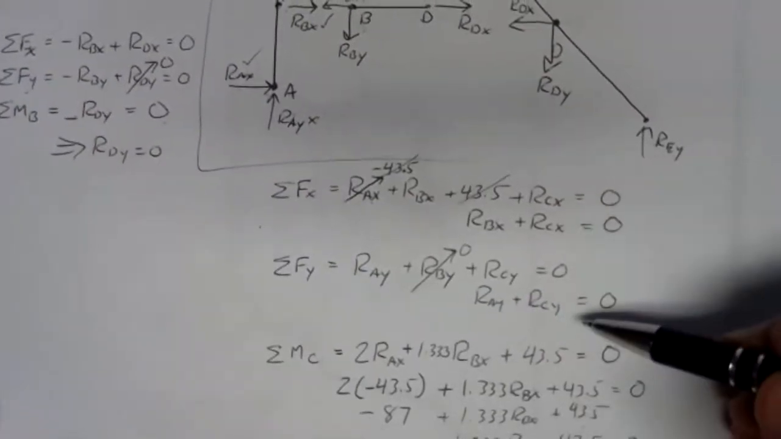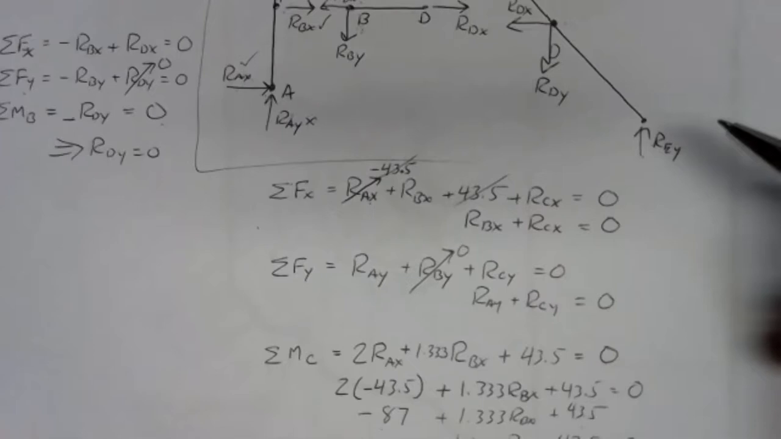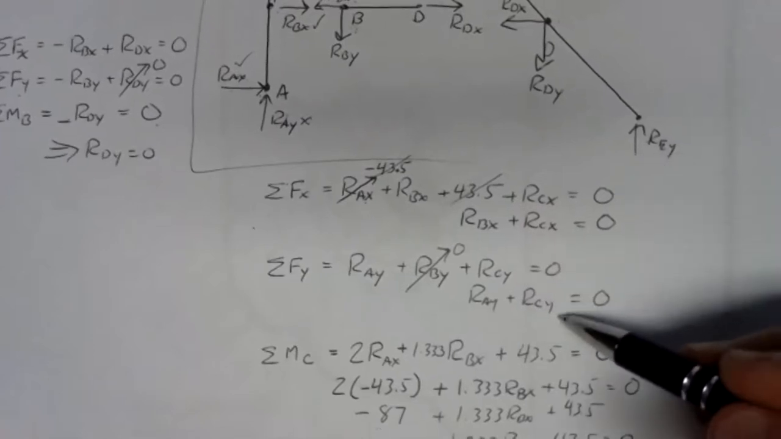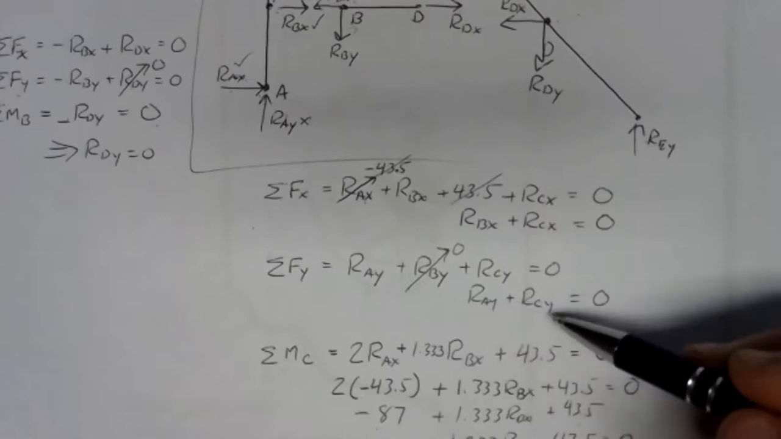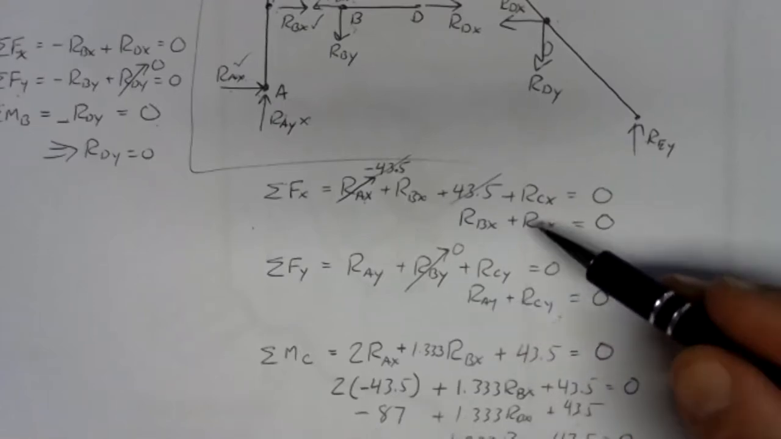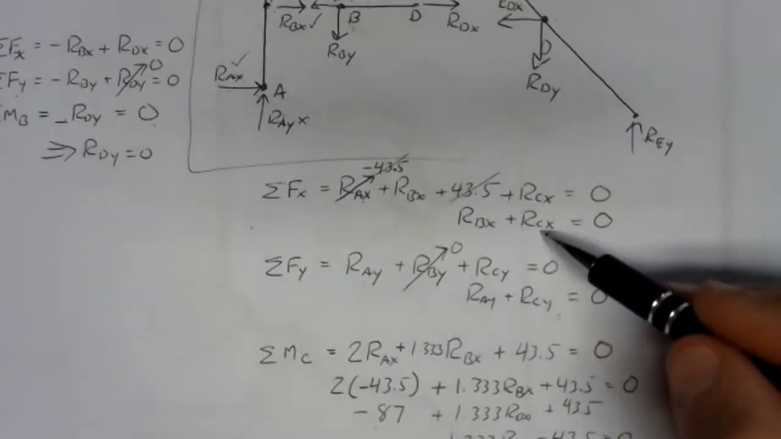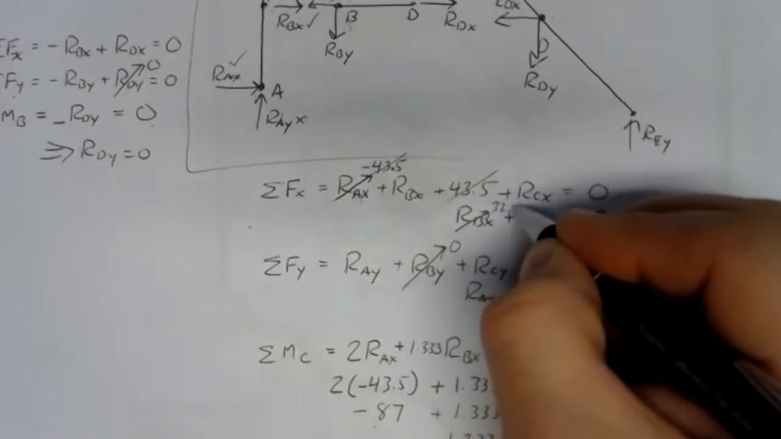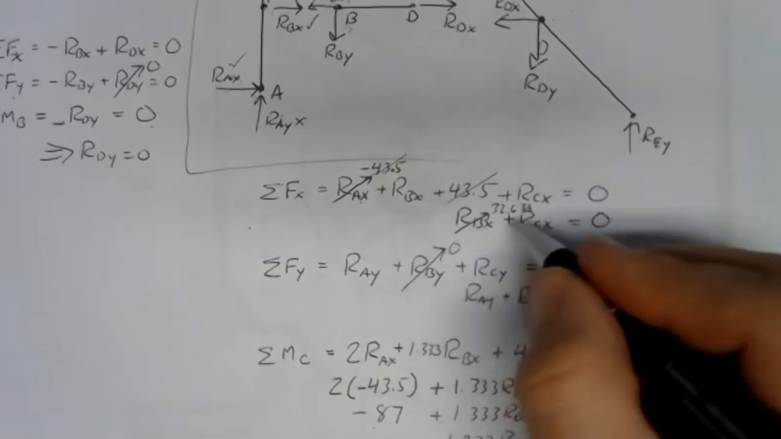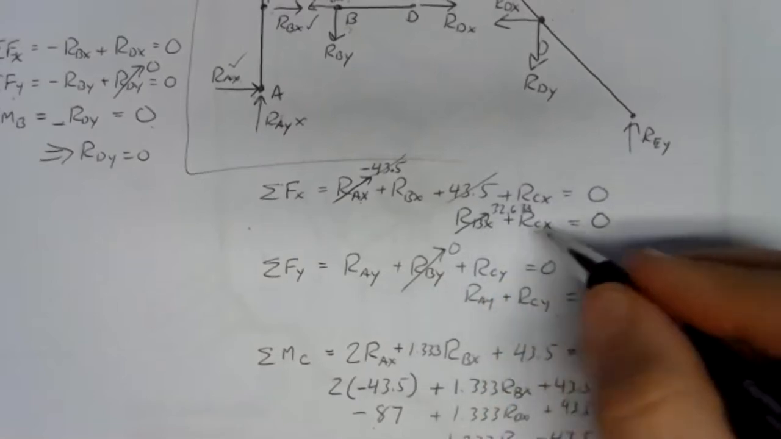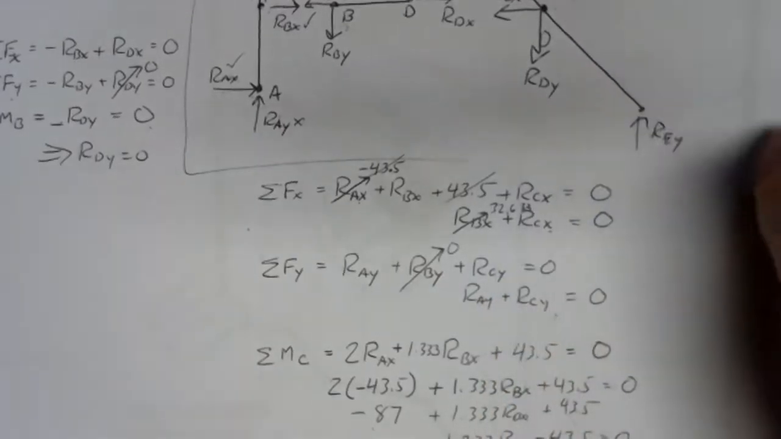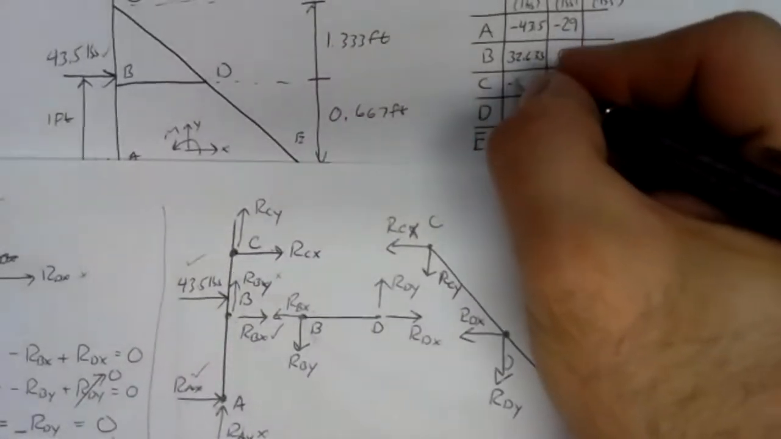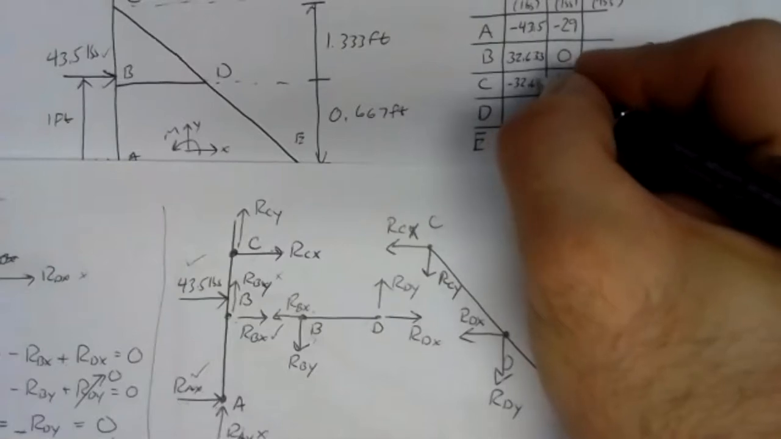Now we can look back at our equations, both what we've got here and what we've got in our equation bank, and we can figure out if there's any simplification. Well, it doesn't help us here with RAY and RCY, but knowing what RBX is gives us what RCX is. So if RBX is 32.633, and we have to add something to that to get 0, then RCX must be negative 32.633. So we can go back to our table. RCX is negative 32.633.